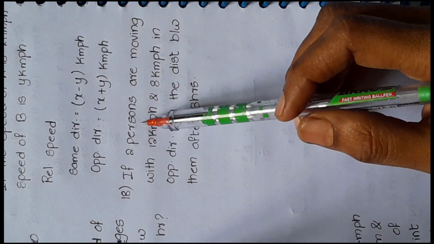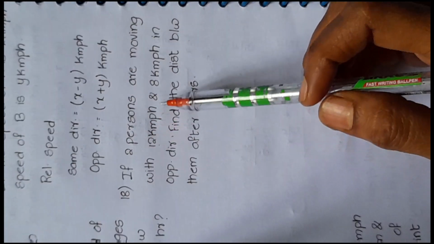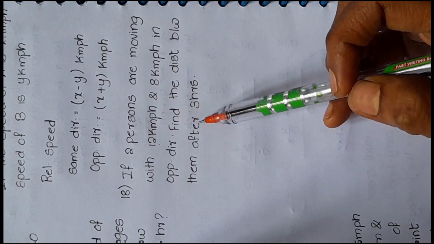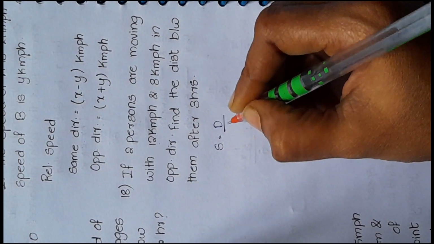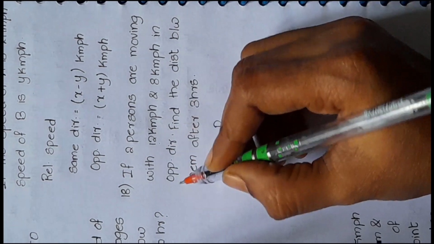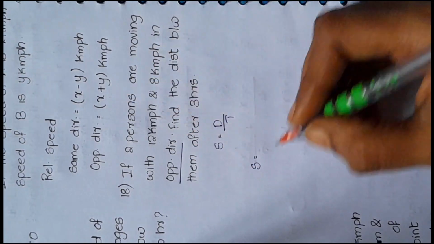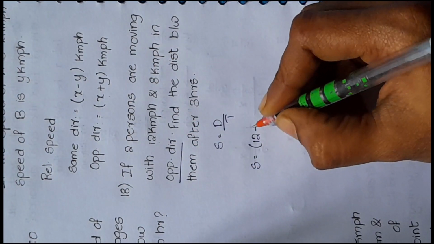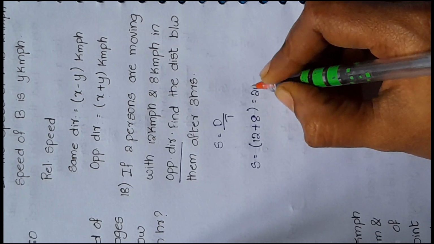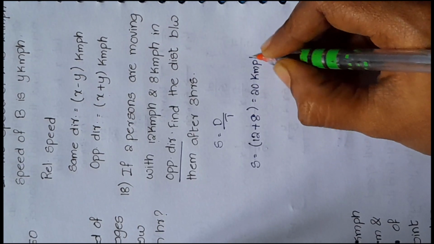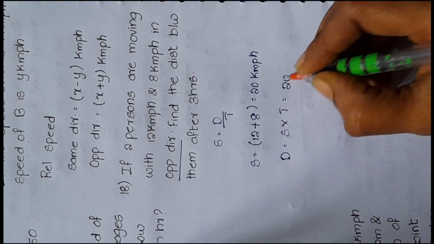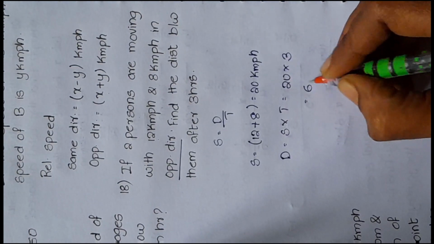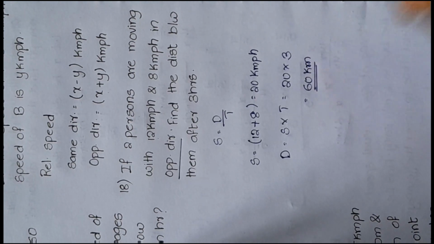18th question. If two persons are moving with 12 kilometers per hour and 8 kilometers per hour in opposite directions, find the distance between them after 3 hours. We know that speed is equal to distance by time. Both are moving in opposite directions, so the speeds should be added. That is 12 plus 8, which is equal to 20 kilometers per hour, the relative speed. So distance is equal to speed into time, which is 20 into 3 hours. So the distance between them is 60 kilometers.